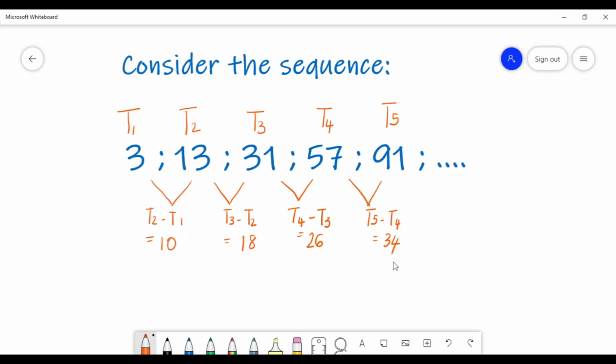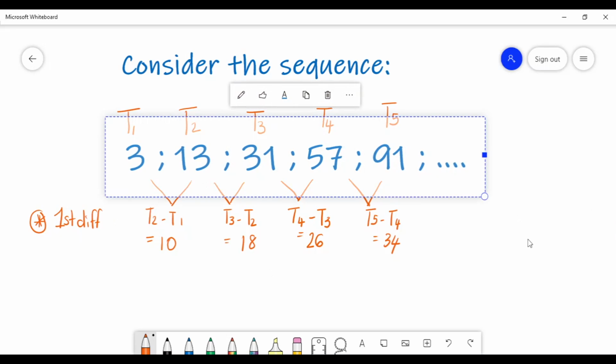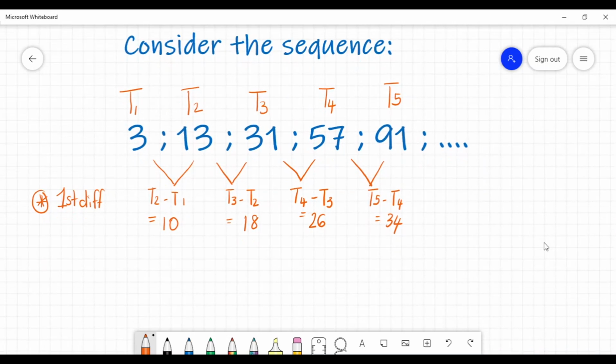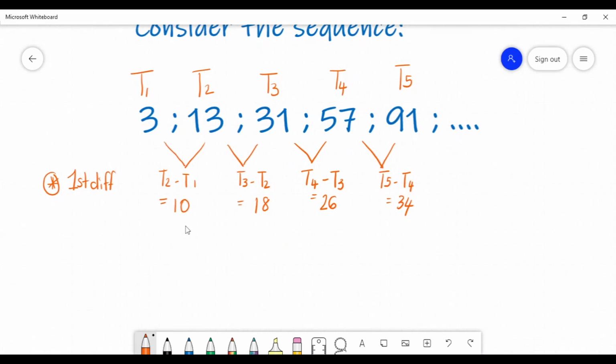All right, we are anticipating this, we know that with a quadratic sequence, our first difference won't be a constant value, as we can see. So we are going to continue and check if there is a second common difference.